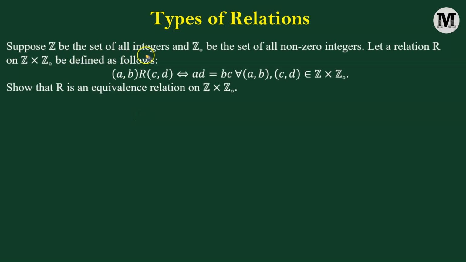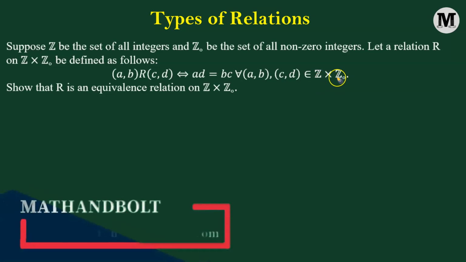Suppose Z is the set of all integers and Z0 is the set of all non-zero integers. We have a relation R on the Cartesian product of Z with the non-zero integers, defined as the ordered pair (A, B) is related to the ordered pair (C, D) if and only if AD equals BC, for all ordered pairs (A, B) and (C, D) belonging to the Cartesian product of Z, the set of all integers, with the set of all non-zero integers.